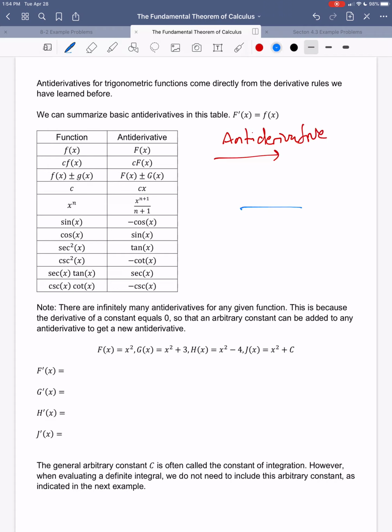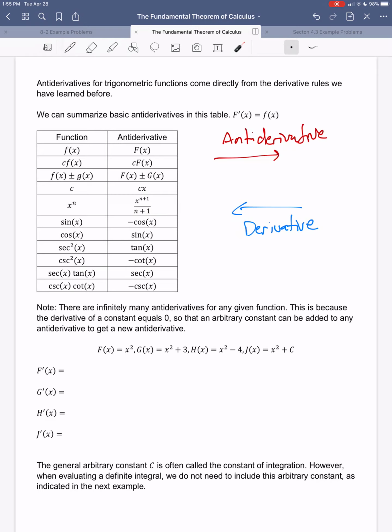If I would go from right to left, that would be the derivative. And so these rules here are the ones we just talked about, right? If I've got c times a little function f, the antiderivative, the c just goes along for the ride. If we're adding or subtracting, we just add or subtract antiderivatives. The antiderivative of a constant is just a constant times x. The antiderivative of x to the n is x to the n plus 1 over n plus 1.